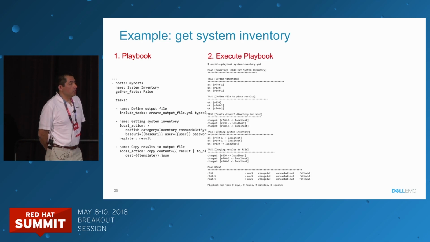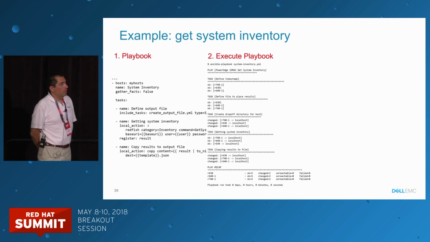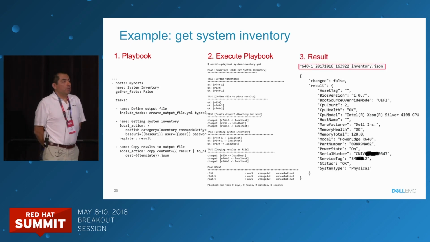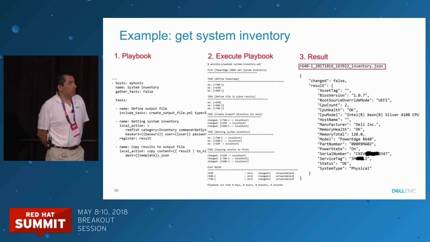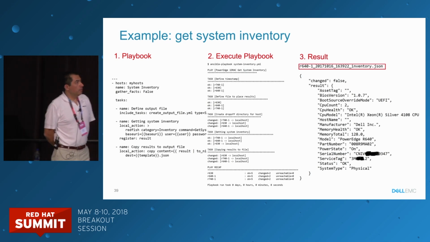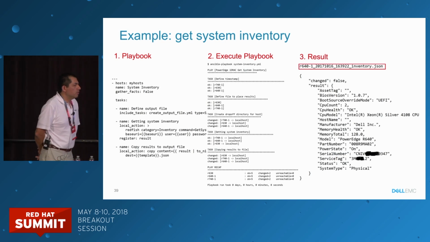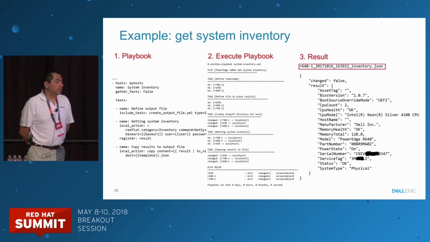And to get that information, you execute the playbook on the command line. In this case, I only have 3 servers for simplicity purposes. And then you get your information back in JSON format. There you can see I have health information, my BIOS version, my boot mode, my serial number.